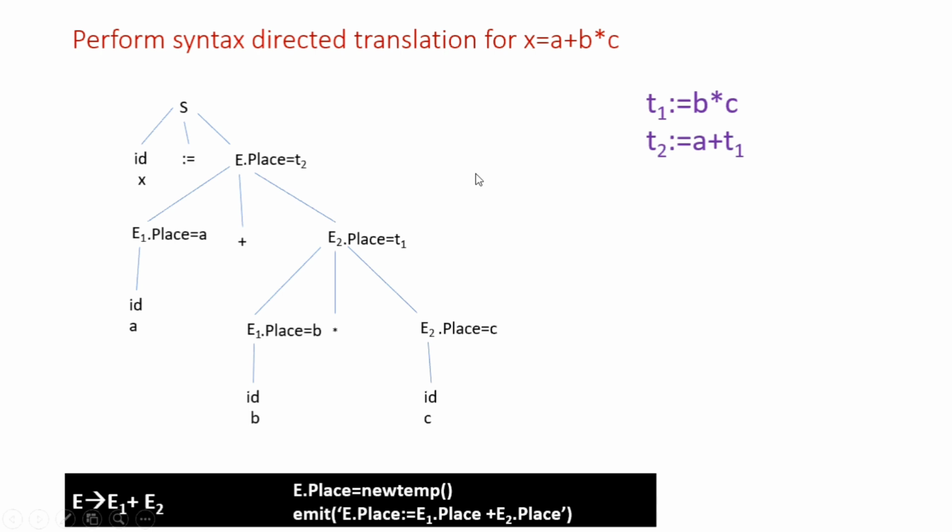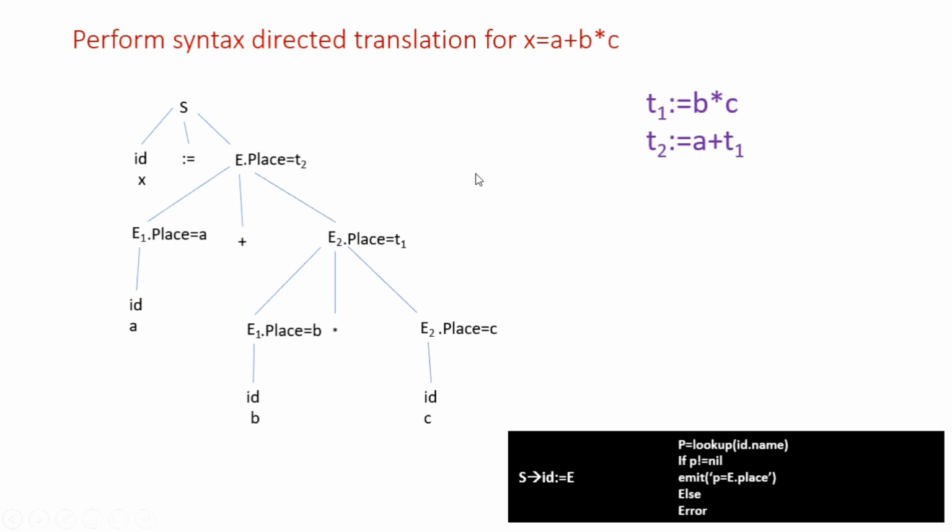Now we will come for the final expression. The final expression is S tends to ID equal to E. Now we will evaluate this final expression, that is the topmost portion of the tree. Now this says you will try to look into the table with id.name. So this says that first look into the symbol table for id.name. So id.name is x. So p is actually holding x.